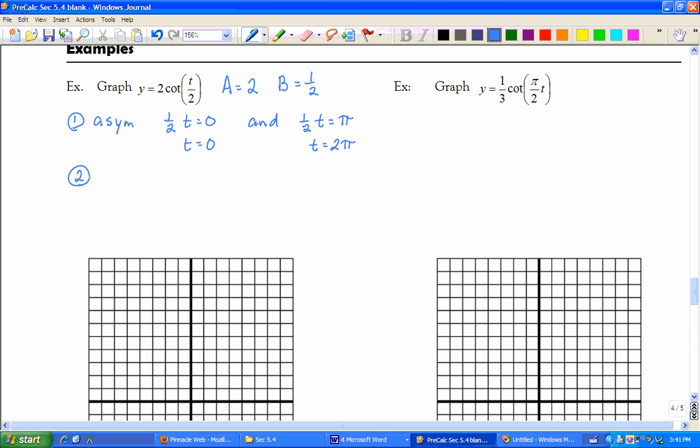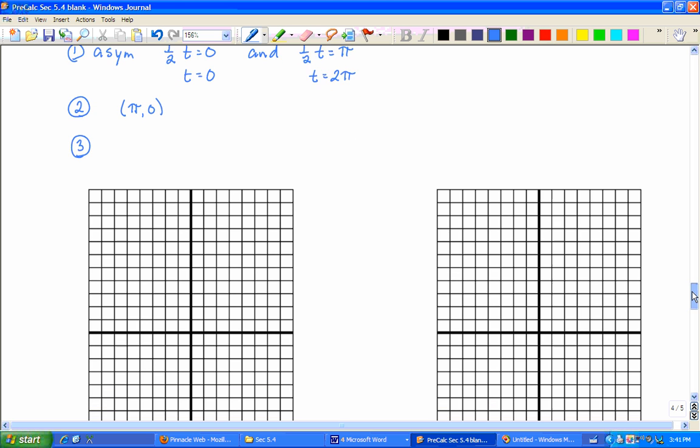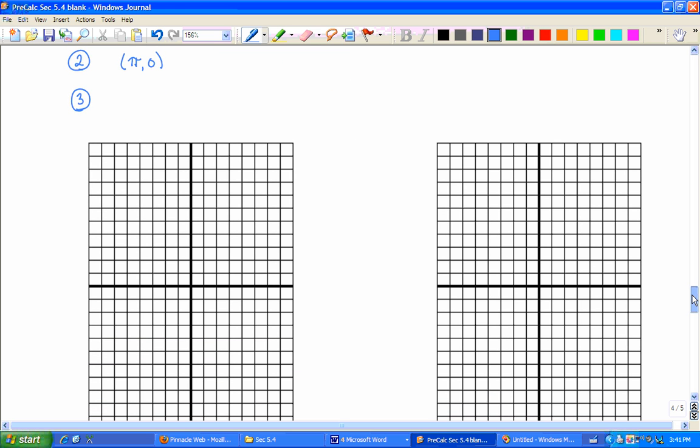Let's just go ahead and find our midpoint. Well, midpoint between 0 and 2 pi is pi. So our x-intercept is going to be pi, 0. And then to find two other points, well, let's sketch all this information on the graph first, and then it'll be easier to find those points.